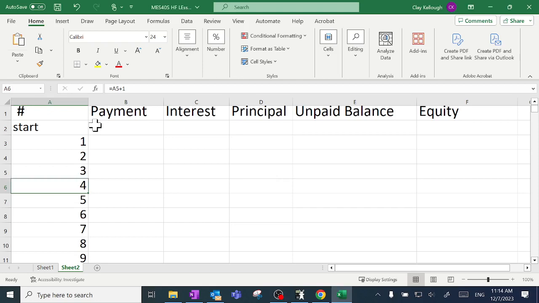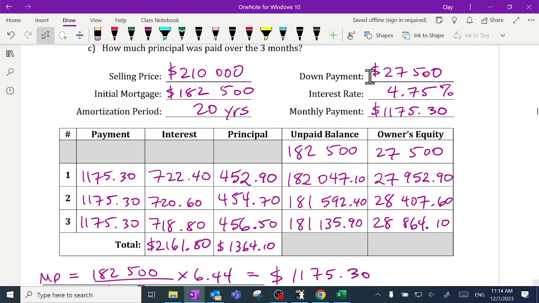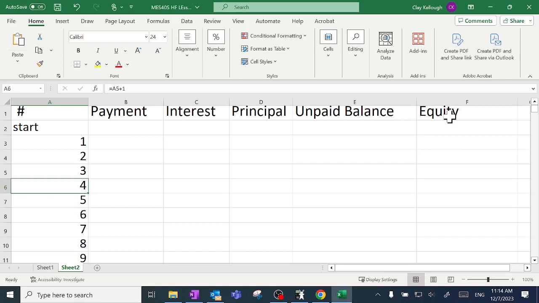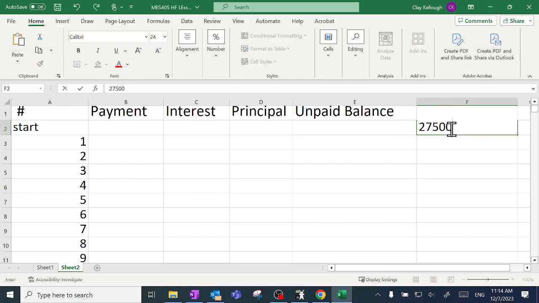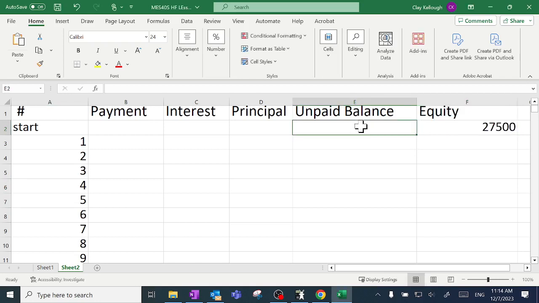Okay, let's put in the numbers that we started with, right? We figured out all these numbers up here. The down payment goes into owner's equity. So I'm going to put that up here, owner's equity, $27,500. How much my mortgage was is the unpaid balance. So that was $182,500.